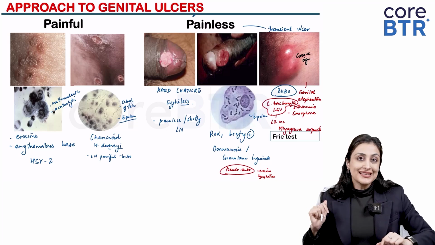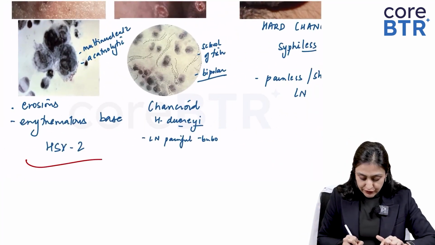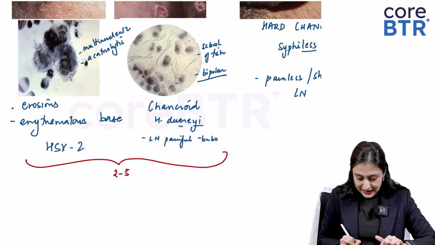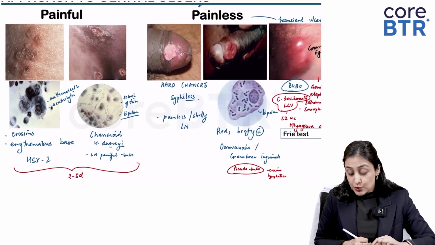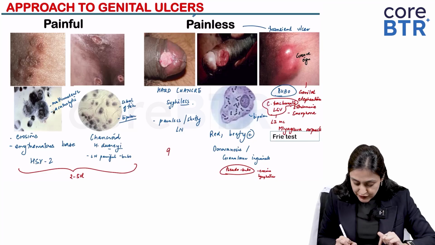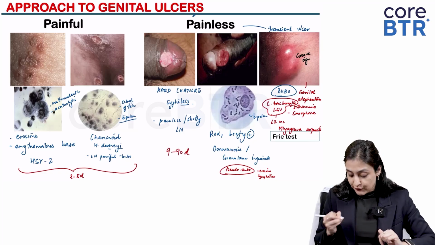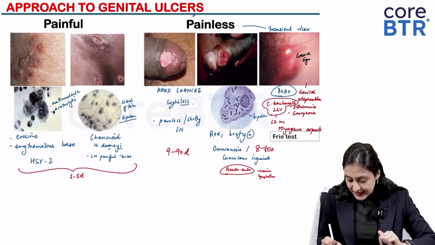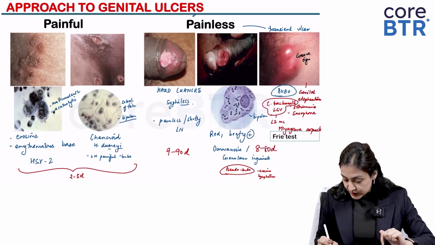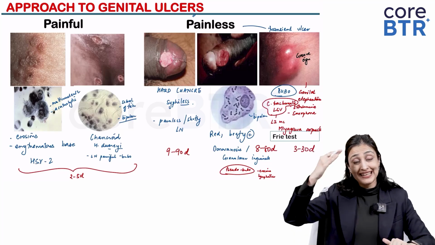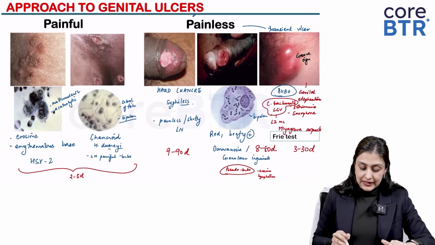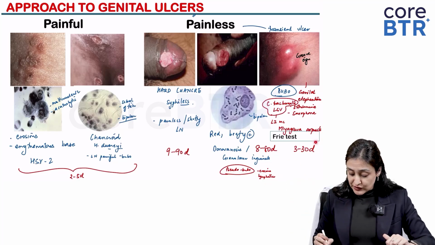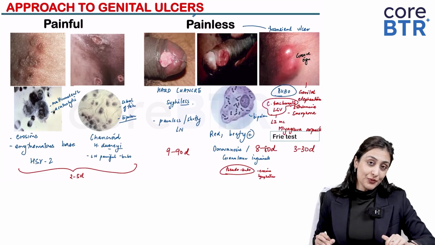Just to club all the incubation periods, both of these painful ones have a short incubation period, 2 to 5 days. For syphilis, you will remember 9 to 90. For granuloma inguinale, 8 to 80. And for bubo, 3 to 30, right? So 9 to 90, 8 to 80, 3 to 30. That's what we have to remember, and out of everything they've asked 3 to 30 for bubo.